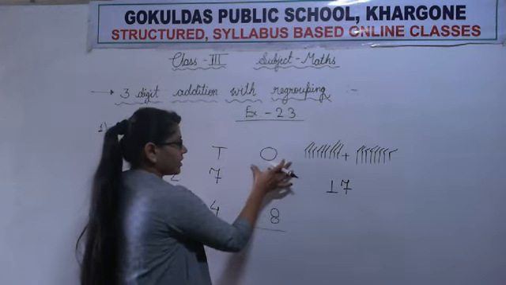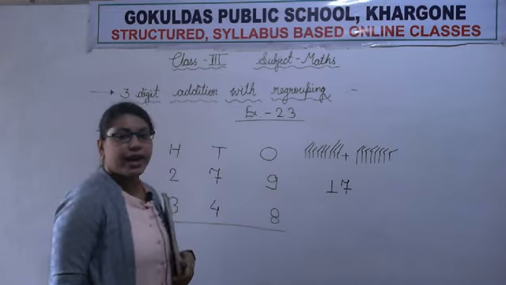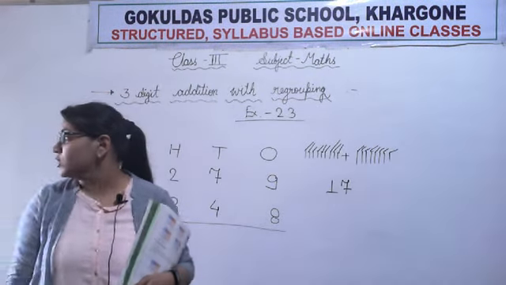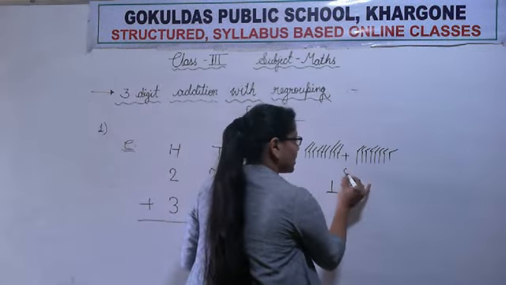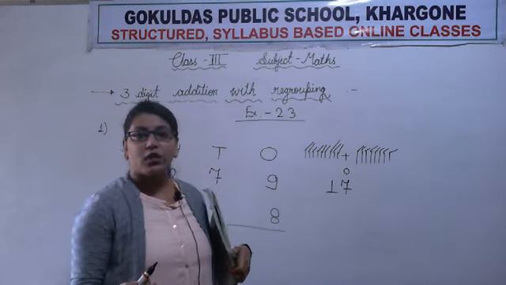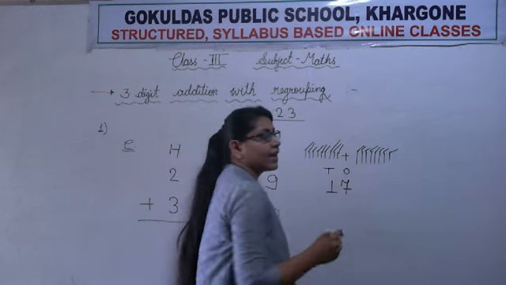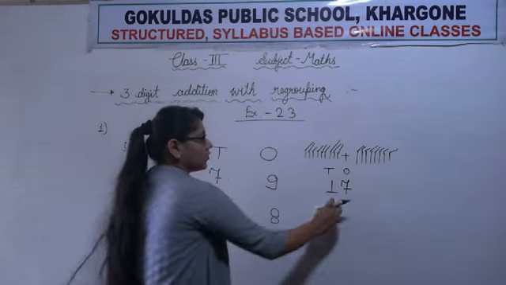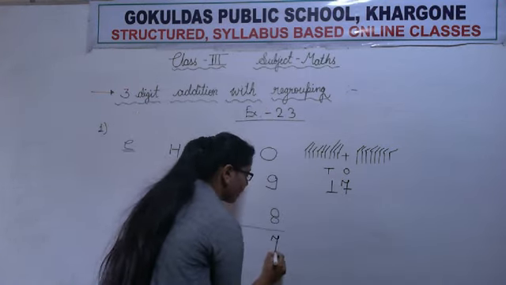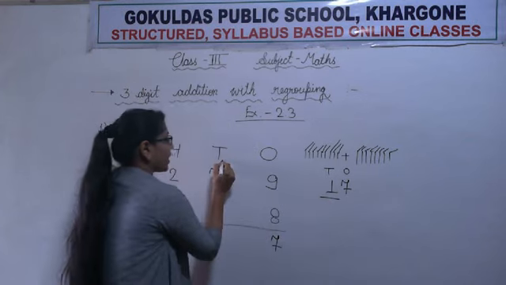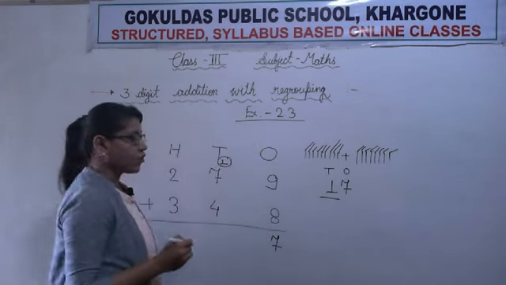Now which position, which column were we adding? We were adding ones. So we will write ones here, and the next place value which comes after ones is tens. So we will write the tens here. So 7 in the ones column and 1 in the form of carry in the tens column.